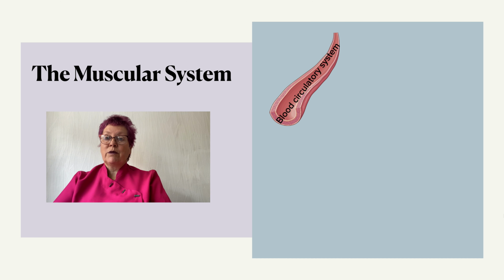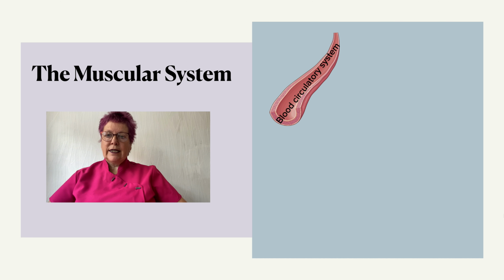And this is found, as we've said, lining the walls of blood vessels, but also in hollow internal organs, such as the bladder, the uterus, the large intestine. Now, smooth muscle tissue is able to contract and relax for a long period of time without tiring. Just what we need in the blood circulatory system.